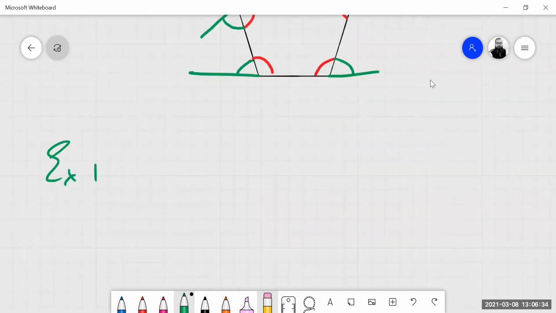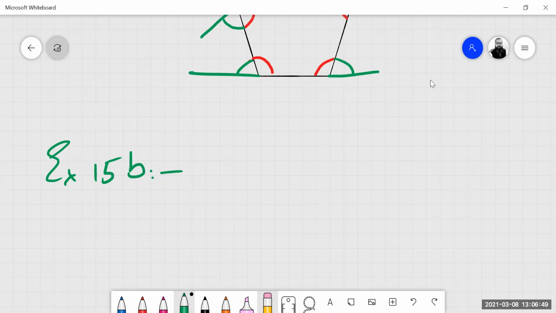Exercise 15B. What is the sum of the interior angles of a triangle?